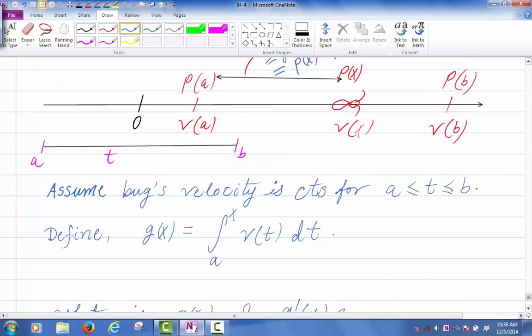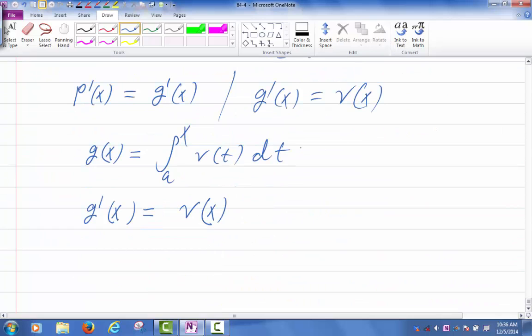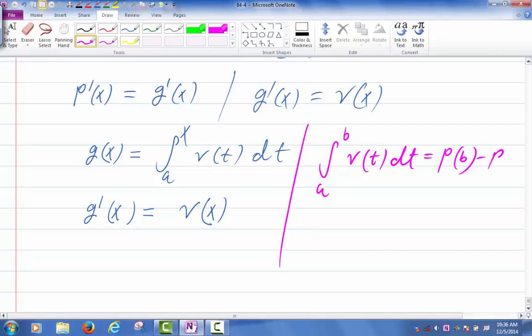Another thing that I want to mention here is the following. Suppose now I look at the integral from a to b of v of t dt, right? What is that equal to? Once again, you are integrating the velocity, so you get net displacement over the time interval from a to b. Isn't that exactly p of b minus p of a? One thing I want you to realize is that p prime is v, right?